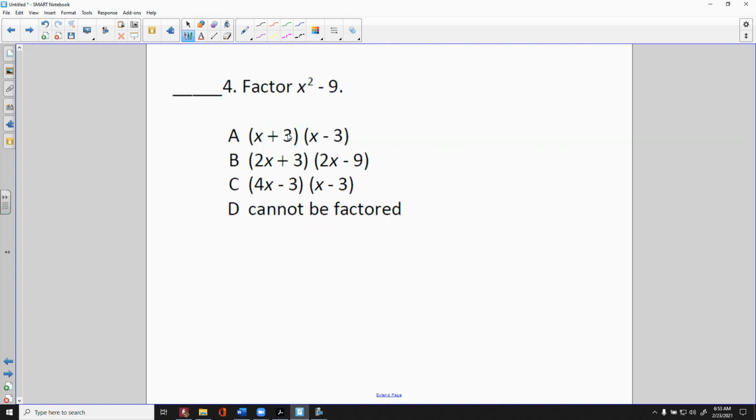Let's keep working. All right, factor x squared minus 9. All right, two terms with a negative. Difference of perfect squares should factor to x plus 3 and x minus 3. And so we're good to go. A, only one that works.